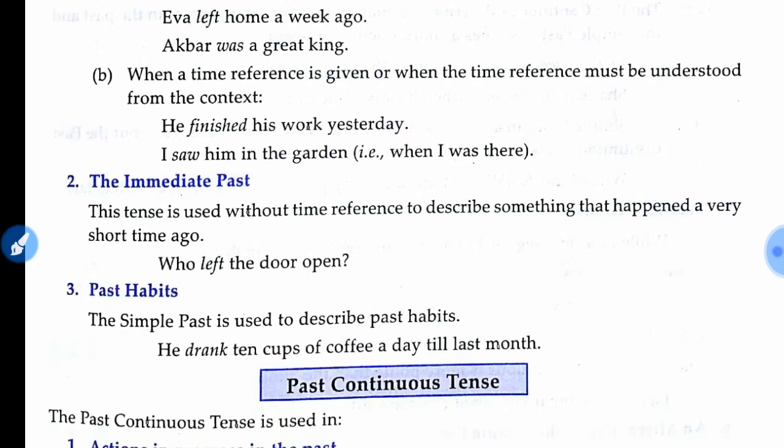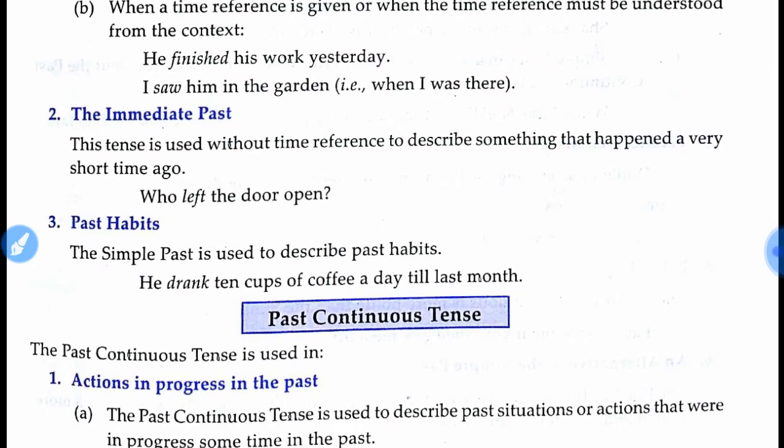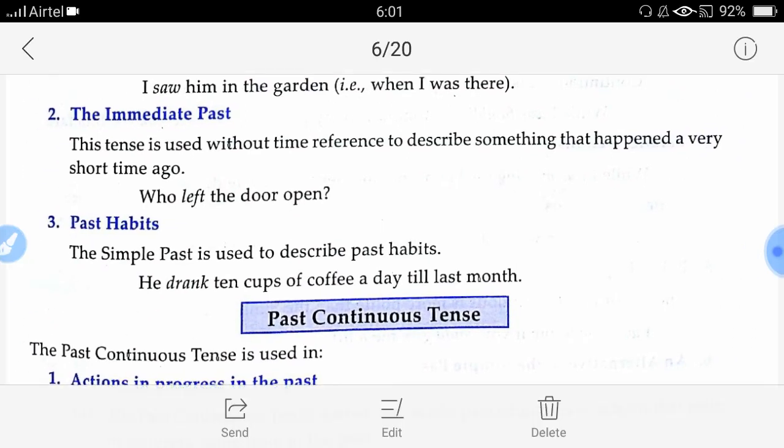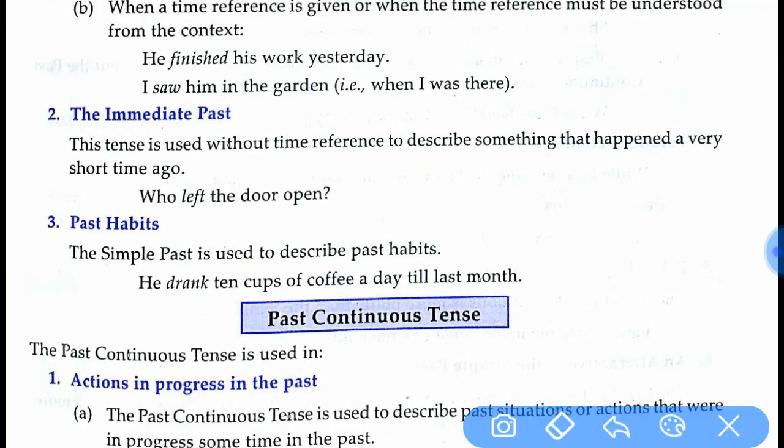Now the second point is the immediate past, an action that has just been over. For example, the tense is used without time reference. So it is without time reference. Who left the door open? So we do not know at what time it happened, and of which action and time is being spoken.